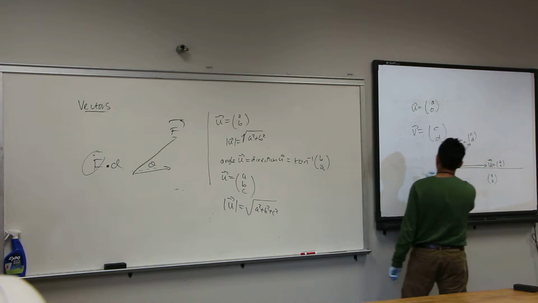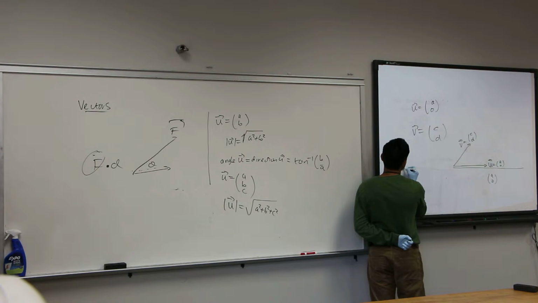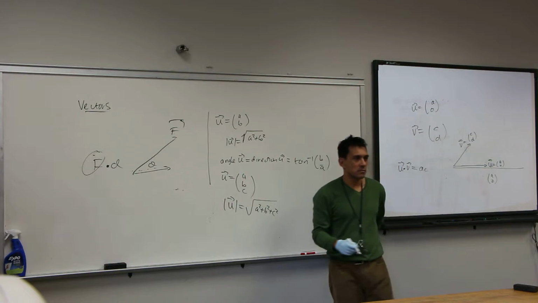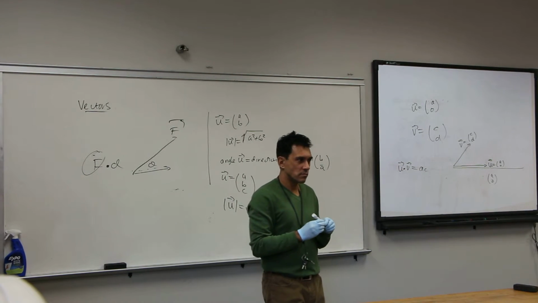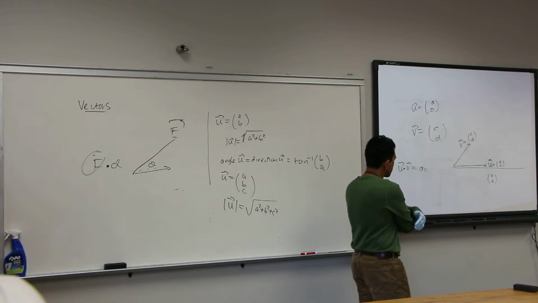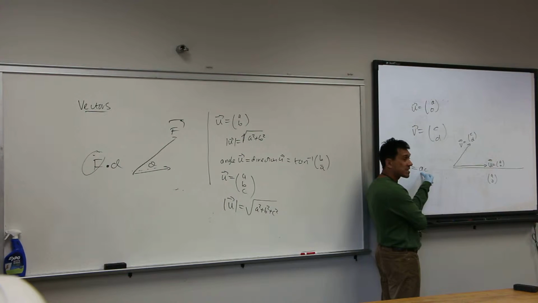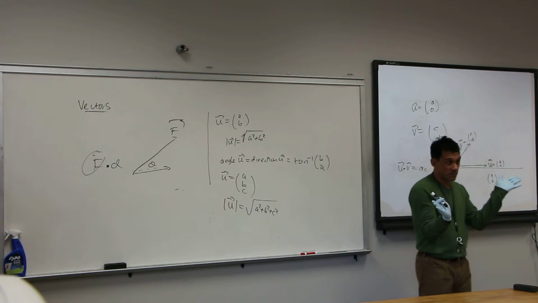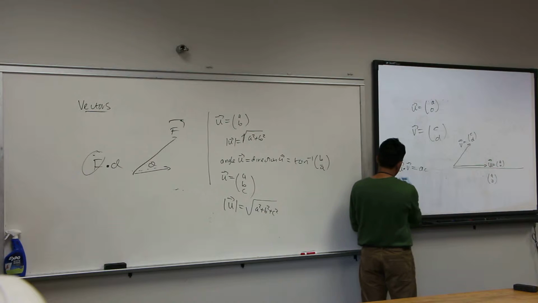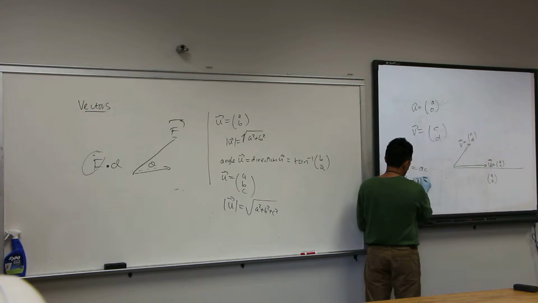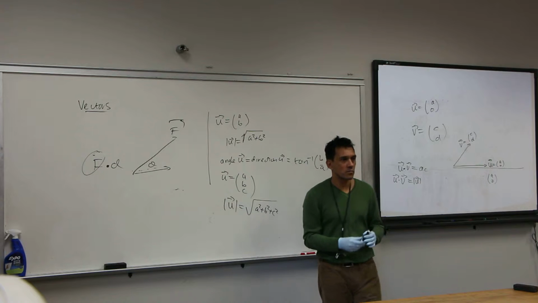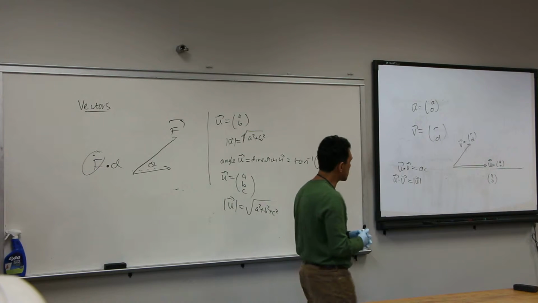Now, what is the dot product? AC. Dot product is AC. Now, do we all see that A is the length of U? So U dot V is the length of U times C. Now what is C?